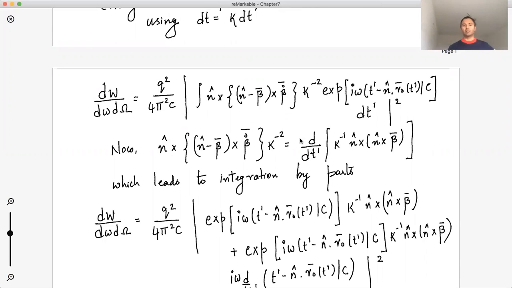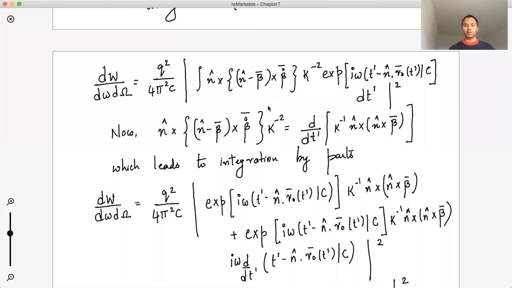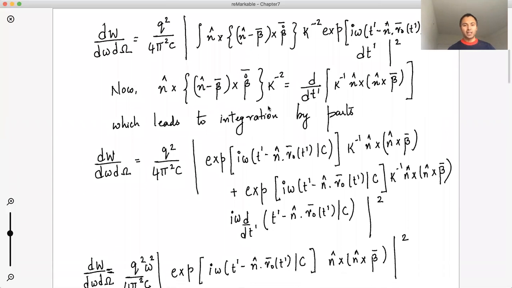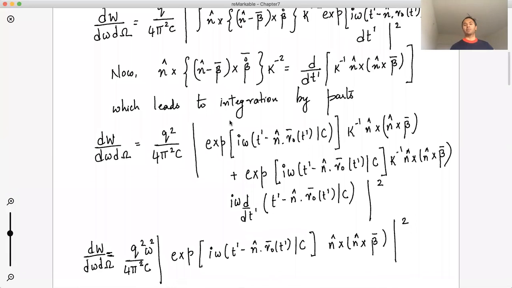Okay, so this is a perfect derivative, which means now you have an integral of the form f dash of x times g of x, and you know how to integrate that by parts. You take g of x outside, so you get g of x times f of x as the first term, and so on. So I've done that here. Again, you can pause the video and check the algebra.